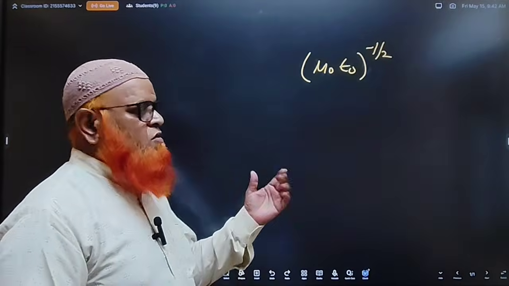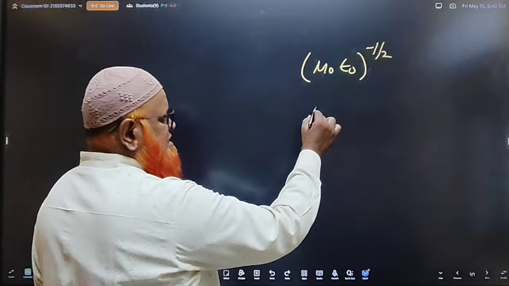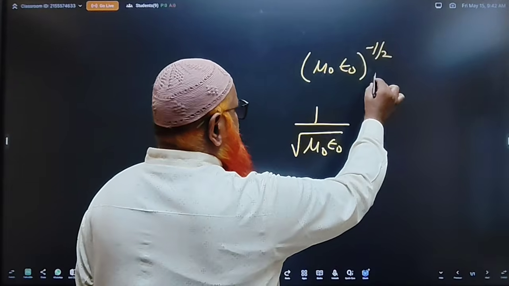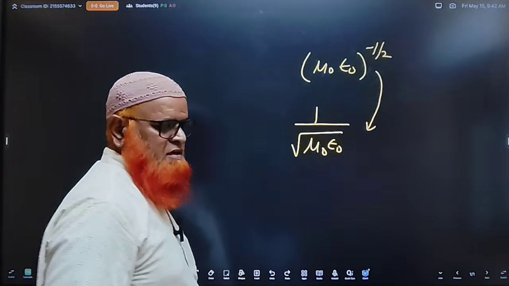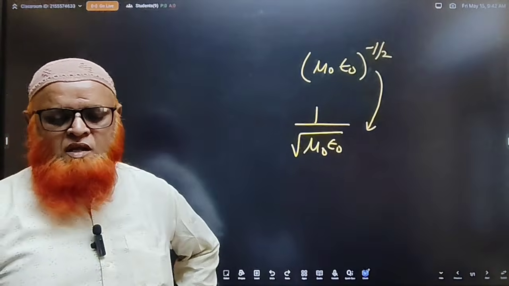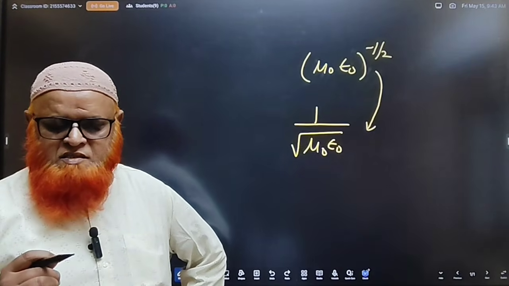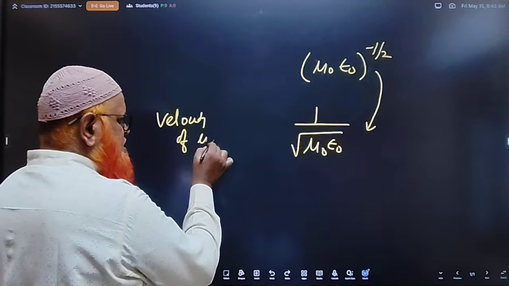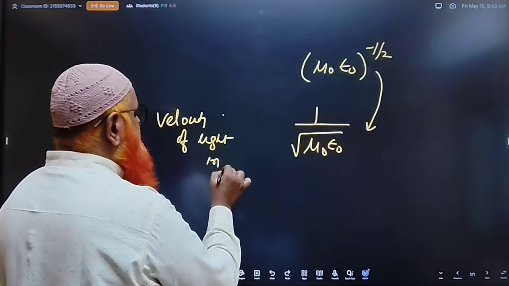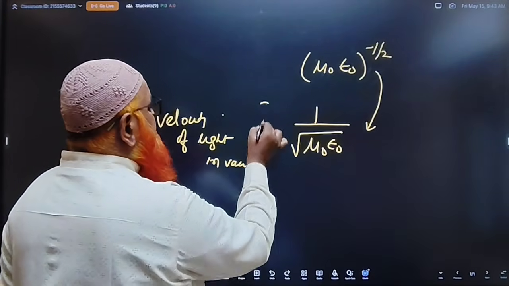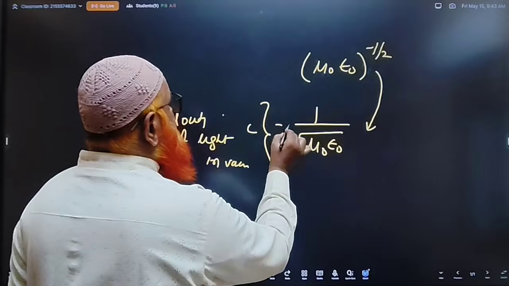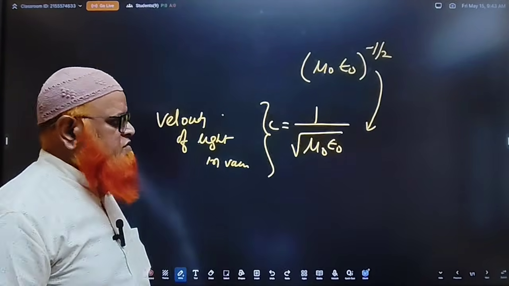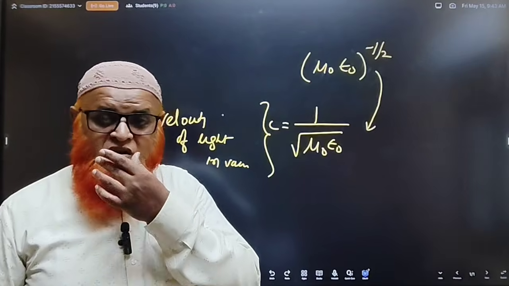Okay. So what is this physical quantity? You should know that this is nothing but 1 by square root of mu naught epsilon naught. You can write this in this form also, isn't it? So what is this formula actually? If you go to the chapter called electromagnetic waves, it says that the velocity of light in vacuum is given by this one. C is equal to how much? This one: 1 by square root of mu naught epsilon naught. This is the formula for velocity of light.